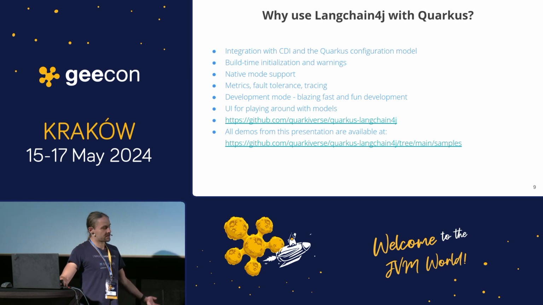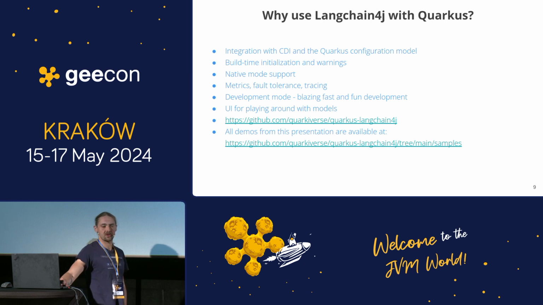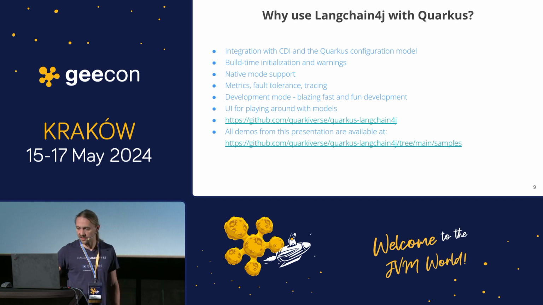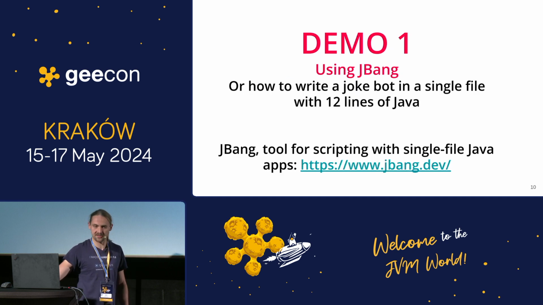That UI has the nice feature that you can use it with any supported model. So we have a unified UI that you can use for chatting with GPT models, Ollama models, or whatever other chat models that we support. All the demos that I will show are available directly in the GitHub repository of the Quarkus Langchain4j project in the samples directory. I just changed them just a little bit to be more suitable for the demo. But other than that, it's pretty much the same.